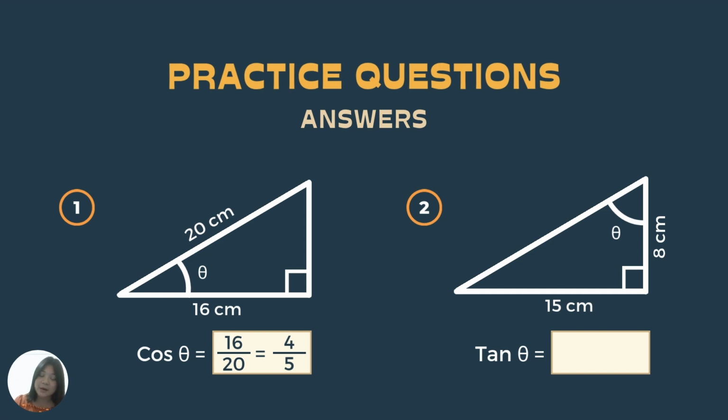And the right picture, we want to know the tangent theta. But it should be noticed that the angle is in another direction. So tangent is opposite side over adjacent side. So tangent theta equals 15 over 8. Do you get the correct answer?